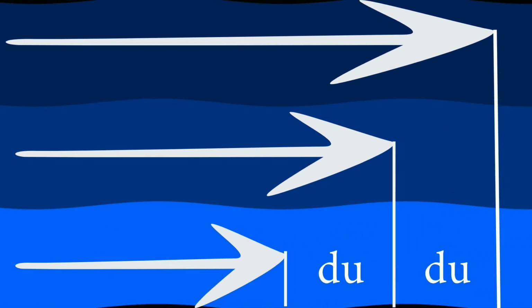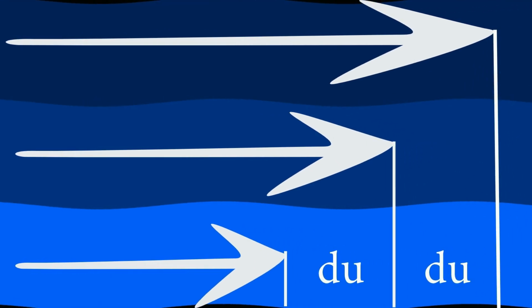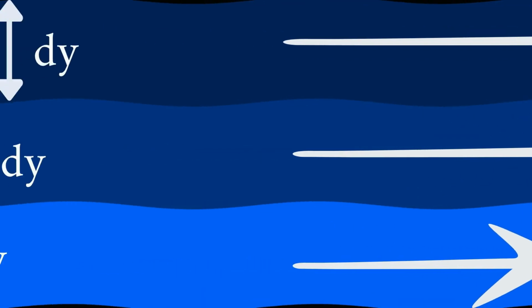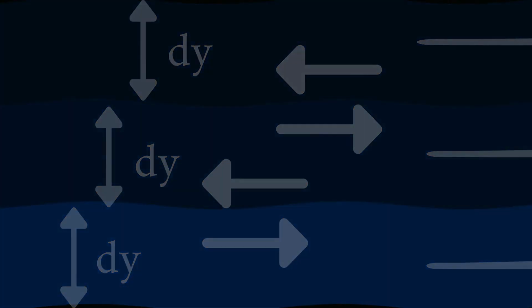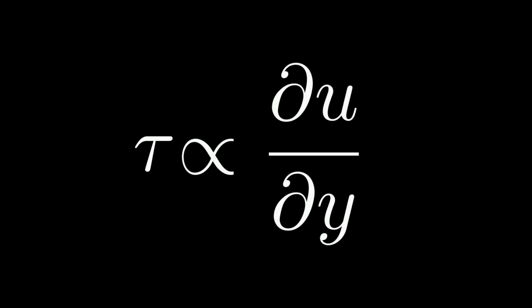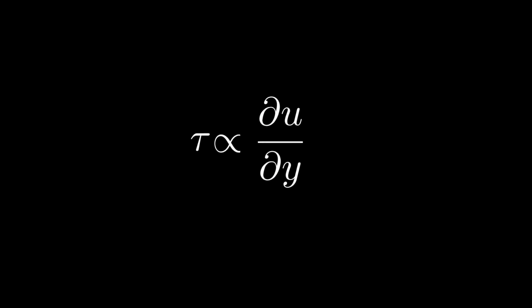Let's imagine that there are layers of fluid separated by a distance dy. In these layers, there is a change in velocity represented by du. Due to these varying velocities, there is a force called shear stress acting between the fluid layers. This shear stress is denoted by the symbol tau and can be mathematically expressed as tau proportional to du by dy, which represents the velocity gradient.